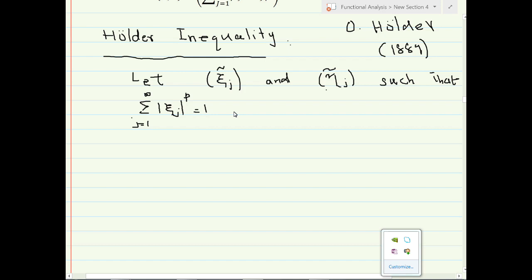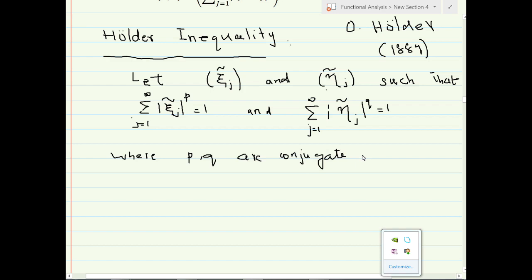And the summation over j equal to 1 to infinity of absolute value of eta j tilde whole raised to the power q is equal to 1, where p and q are conjugate exponents. P and Q are conjugate exponents. These were considered in the previous lecture. It simply means that the sum of the reciprocals of P and Q is equal to 1.